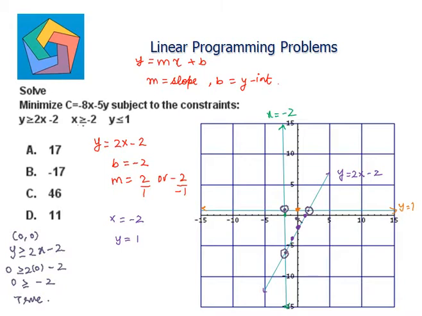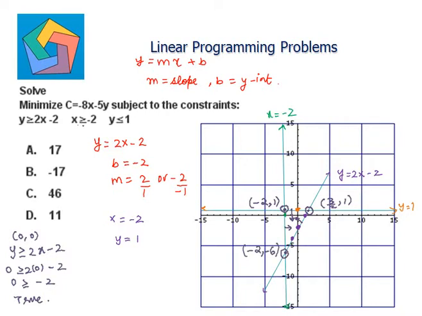x greater than or equal to negative 2 means all values are greater than or equal to negative 2, so the solution region lies this way. And y less than or equal to 1 means all the values which are less than or equal to 1, so the solution lies here. So this triangle is the solution. This point is given by negative 2, 1. This point is given by 3/2, 1. And this point is given by negative 2, negative 6.